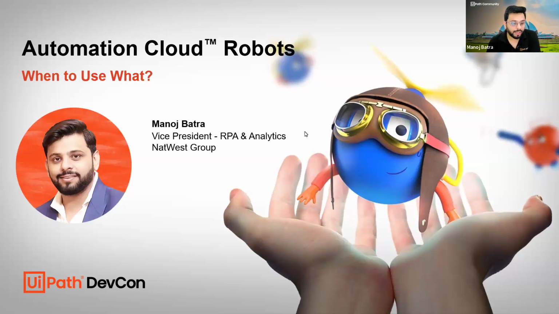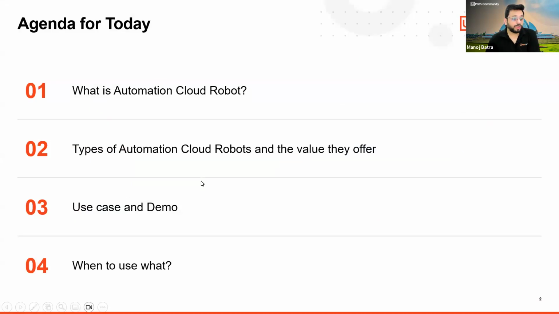So that's about me. And next, we'll go to the agenda for today's session. So let me just open this and click next. The agenda for today is, first, we'll discuss what is ACR, meaning what are automation cloud robots. Then we'll talk about the types of ACR and the value they offer to us. Then we have some use cases and some demos planned for you. And then in the last part of this session, we'll talk about when to use what from the different types of offerings that we have for ACR.